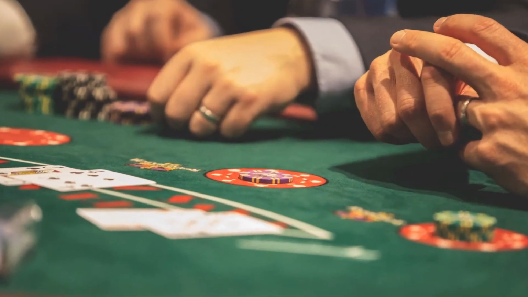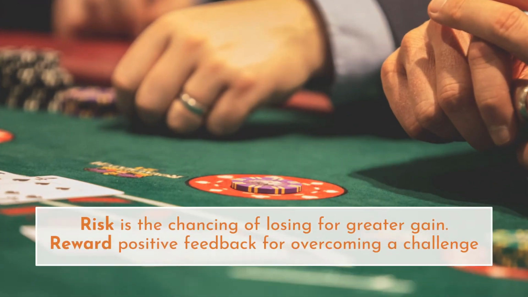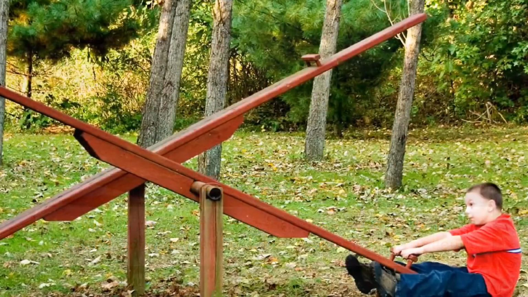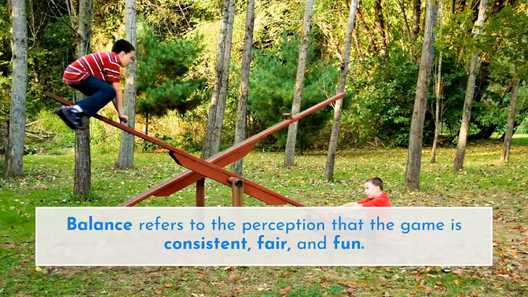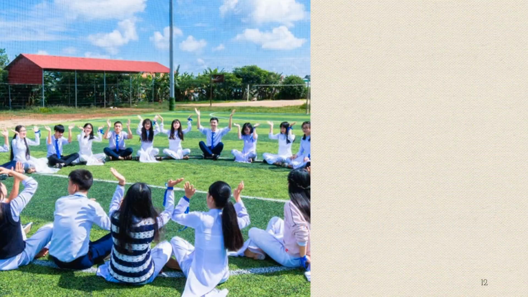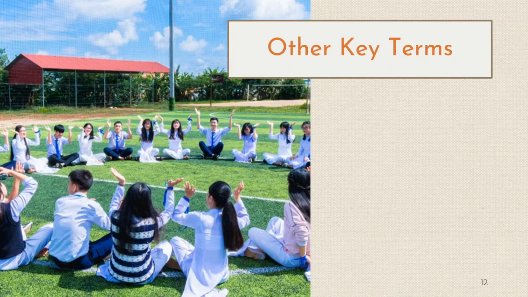Risk is the chance of losing for greater gain, while reward is the positive feedback for overcoming challenge. Balance refers to the perception that the game is consistent, fair, and fun. There are a few other terms that every game designer should be familiar with. These terms are used to describe certain elements or behaviors of games.